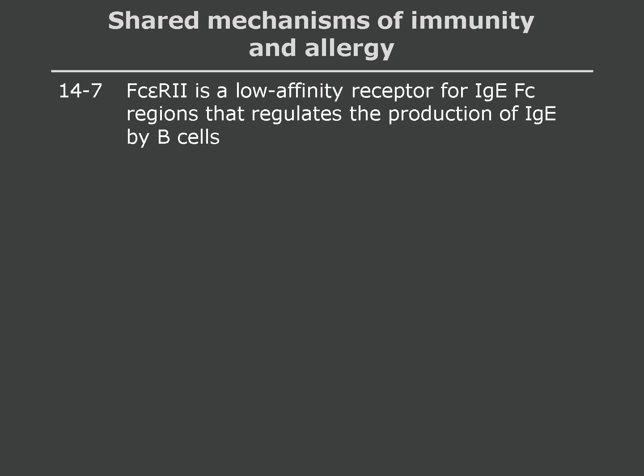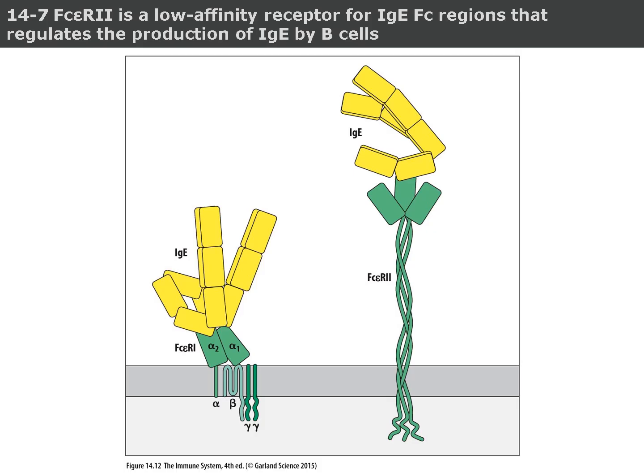FcεRII is a low-affinity receptor for IgE regions that regulates the production of IgE by B cells. This figure compares 2 different receptors for immunoglobulin E. On the left, the high-affinity receptor for immunoglobulin E is shown. This receptor consists of alpha, beta, and 2 gamma chains and binds immunoglobulin tightly to the surface of cells such as mast cells and basophils.